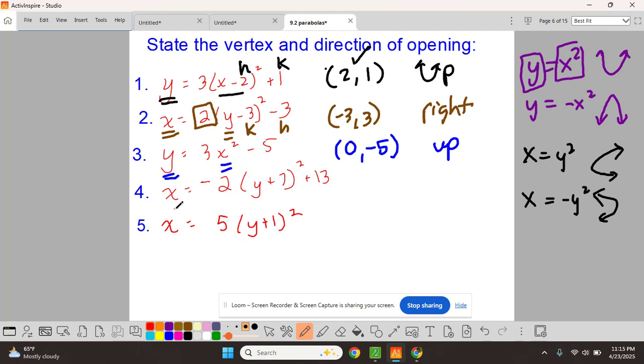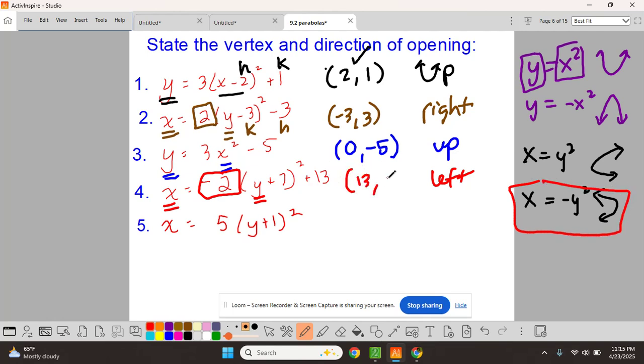All right, there you go. So x is here in number 4, negative 2 times the quantity y plus 7 squared plus 13. X here is by itself and the y is being squared. So therefore, this opens sideways. But since a here is negative 2, it opens to the left, like something like this. And the vertex here, the x coordinate is 13, and the y coordinate will be negative 7.